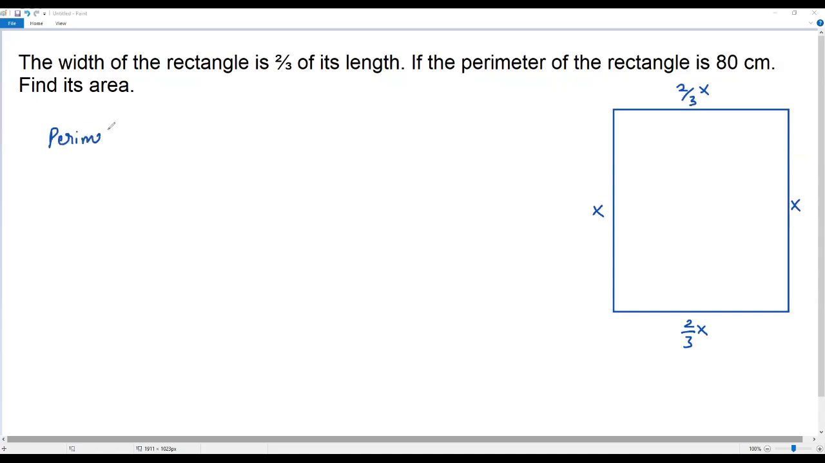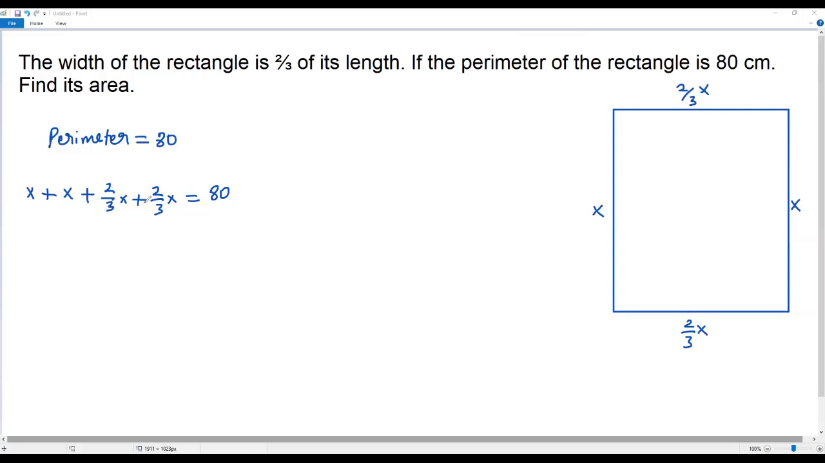That is perimeter equals to 80. Perimeter means what? So it is nothing but the sum of all the four sides. I mean, sum of the lengths of all the four sides. Okay, instead of writing perimeter, better we can add the lengths of all the four sides. So then you'll be getting x + 2/3 of x + x + 2/3 of x equals to 80.